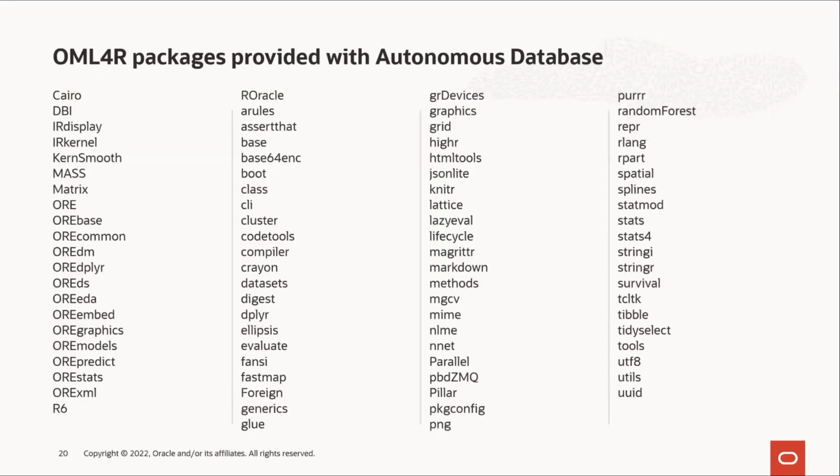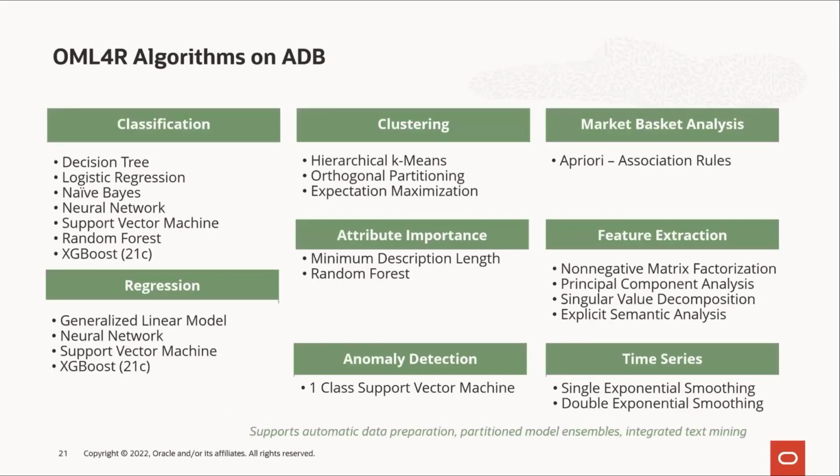Now, also for your reference, the first release of OML for R on Autonomous Database supports these packages. And later this year, we'll be adding the capability to add user-specified third-party packages as well with Autonomous Database. Users can leverage a variety of in-database machine learning algorithms from R, and this is the set of machine learning techniques and algorithms supported in OML for R on Autonomous Database.